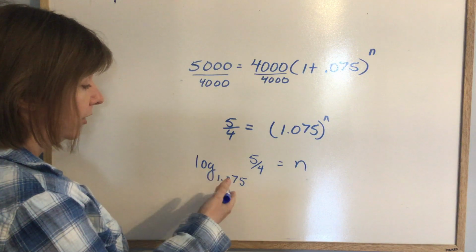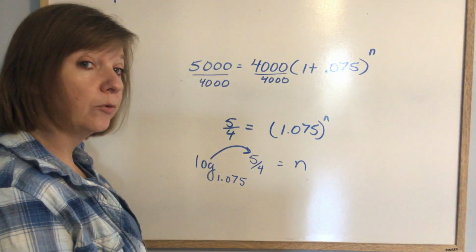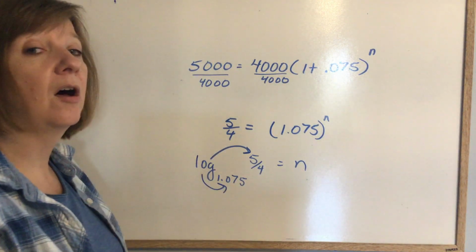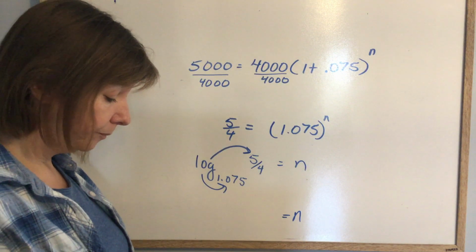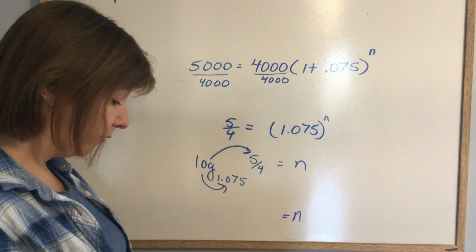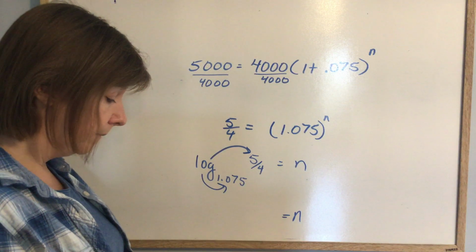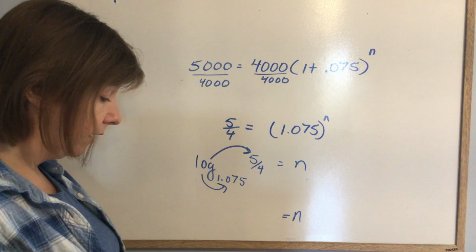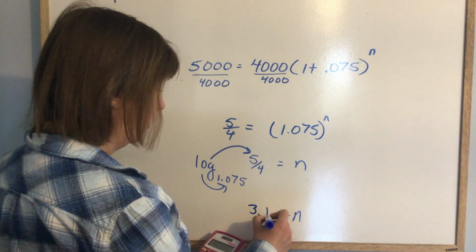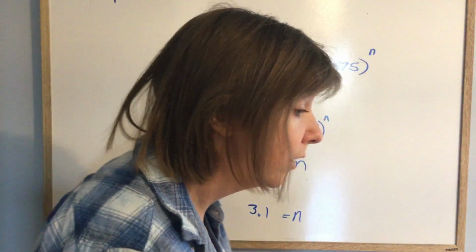So again, the shortcut, when you have log that's not in base 10, you do log of 5 over 4 divided by log of 1.075. So if I do log of 5 over 4, and then I put divided by log of 1.075, I get 3.1. It's like 3.08. All right, that's 1A. The other one that I had was 1C.